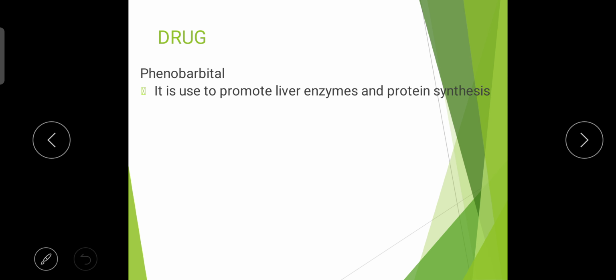Next one is the drug used to treat neonatal jaundice, phenobarbital. It is used to promote liver enzymes and protein synthesis.